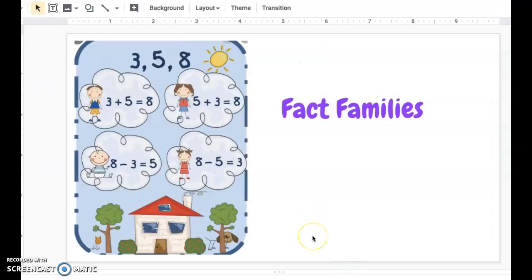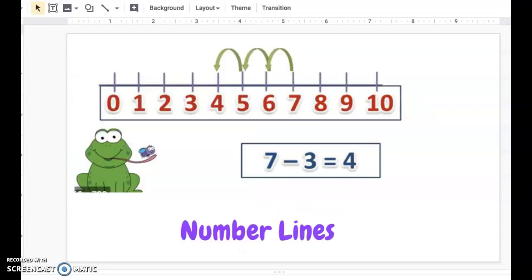Another strategy we used this year or learned were fact families. So you can use the numbers that you have in your story and turn it into an addition problem that will help you with your subtraction. And using number lines, counting back and counting on, will help you also, is another strategy that we've learned this year. And I know that there are even more strategies that you guys are using besides the ones that I showed here.